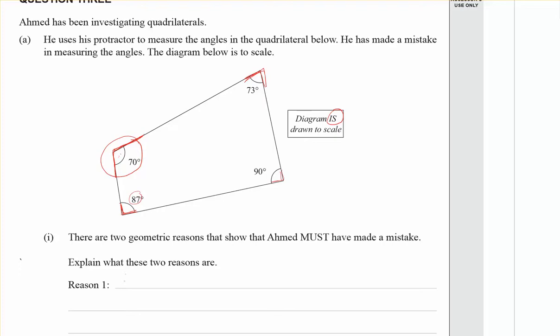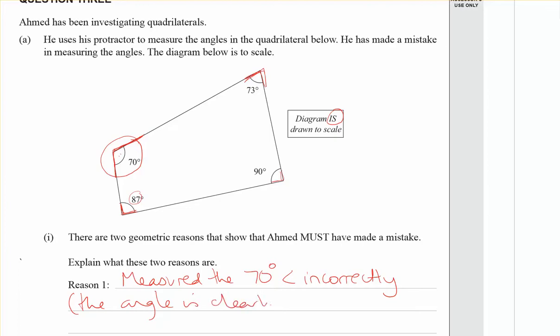So one reason is that he measured the 70 degree angle incorrectly. The angle is clearly obtuse, which is greater than 90.